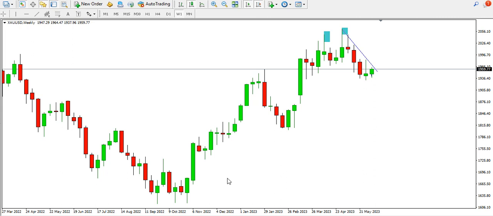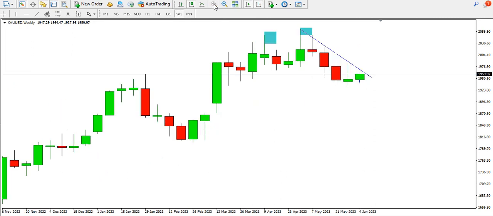Today we'll be looking at how we can trade XAUUSD, GBPUSD, EURUSD, and USDJPY on the lower time frames. But before we check the lower time frames, we are going to take a look at what has happened on the higher time frames. On the higher time frame for gold, I am on the weekly time frame.